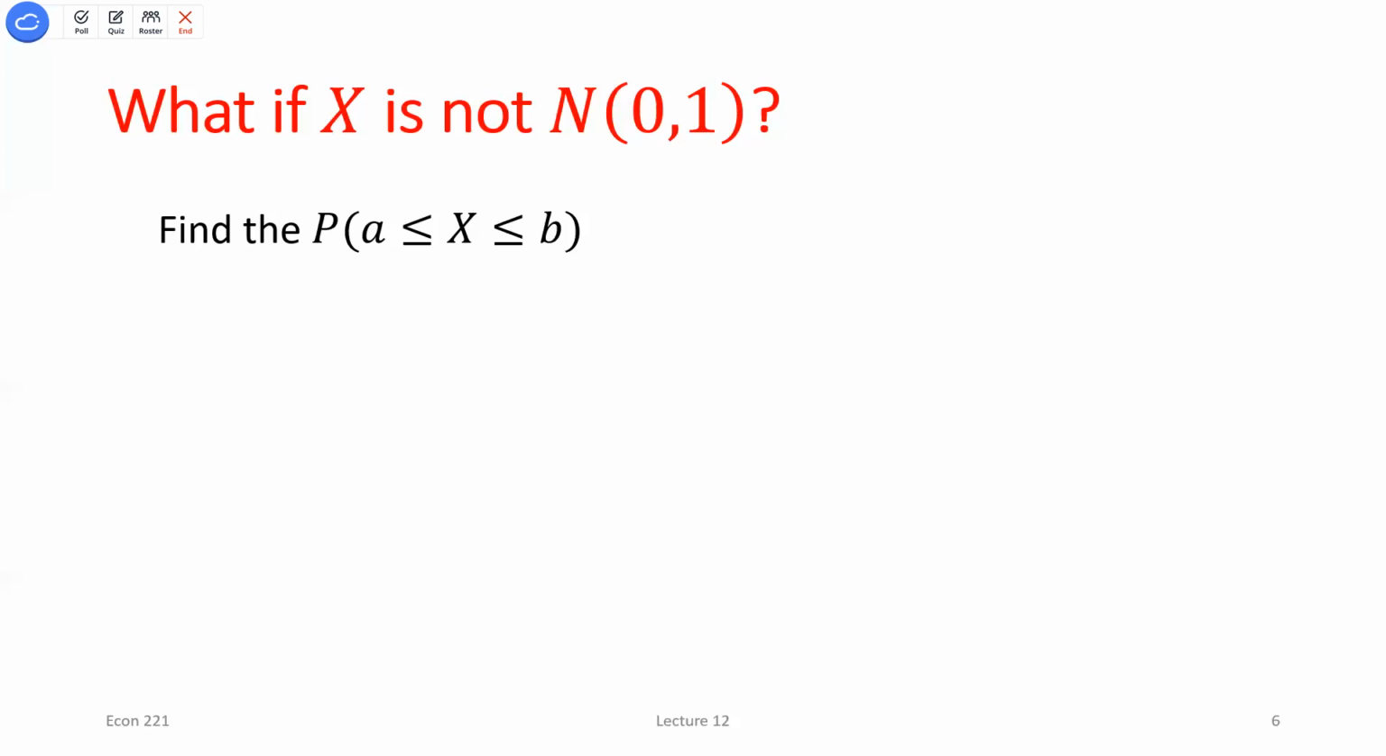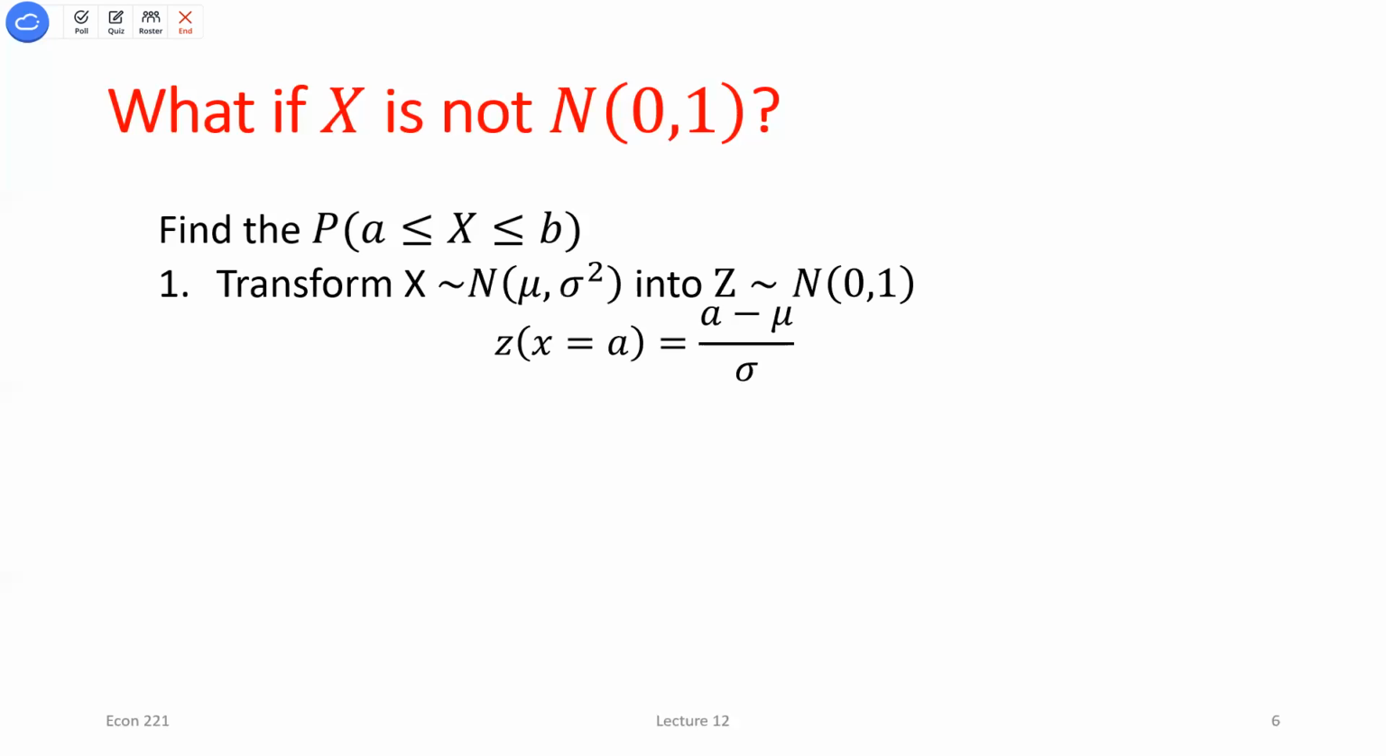Anytime we want to know the probability of being above, below, or between two values, we need to turn those values from a normally distributed variable into a standard normally distributed variable. How do we do that? Well, we just subtract the mean and divide by the standard deviation for each of those values, whatever they happen to be, A and B. It could be 5 and 10, 23 and 49, right? Whatever those two values end up being.